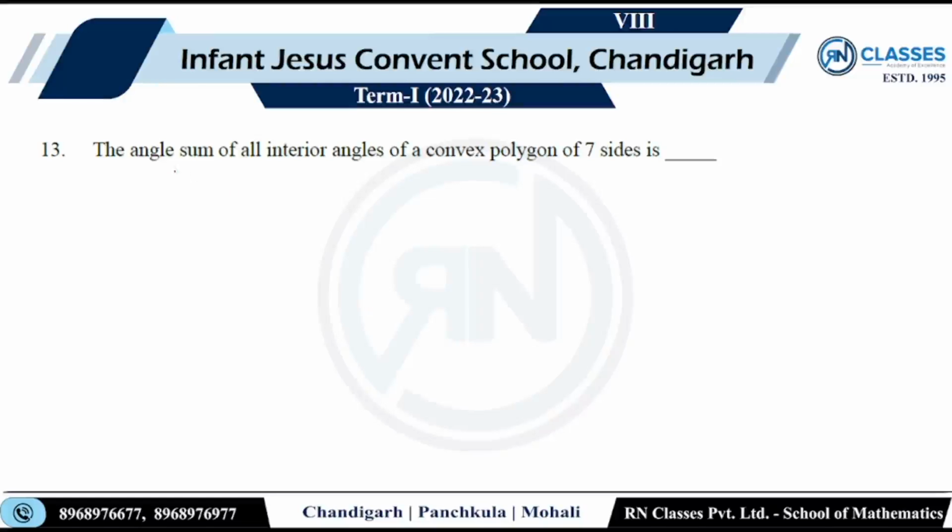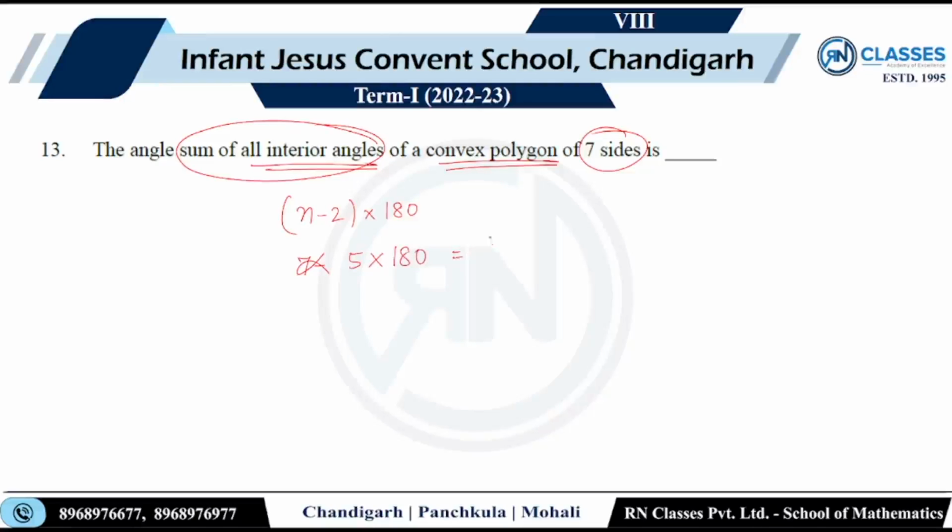Question number 30. The angle sum of all the interior angles of a convex polygon with 7 sides. देखो इंटीरियर एंगल्स का सम कैसे निकालते हैं, n-2 into 180. Now 7 sides, 7 minus 2. सीधा लिखो यार, सीधा ऑप्शन. 5 into 180, that would be 900. Right. Not a subjective paper, करके नहीं दिखाना. आंसर लिखो सीधा, is 900.